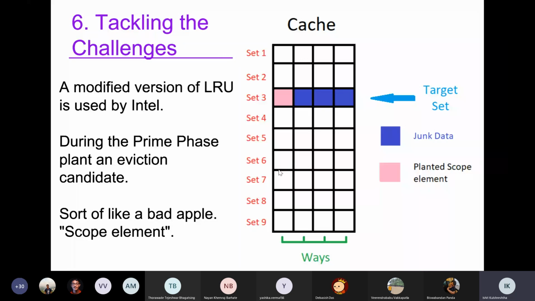So what we can do is when we are priming the system, the element that we least recently used, we only check that. Okay. So we sort of plant a bad apple. So we know that when the replacement would happen, only this cache line would be replaced. So this is called the scope element. So now we don't need to check other elements. We only check this. And how do we tell which element that would be? For that, we exploit the cache replacement policy of the system. We need to know that.